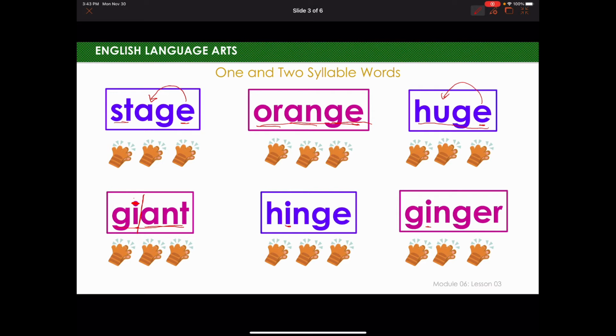Okay, next we have hinge, like a door swings on a hinge. And then last but not least, let's chunk this word and read it. I'm going to break it down into two parts. Okay, we have G followed by an I, so that's going to be a soft G sound. And then we have G followed by an E, so that's also going to be a soft G sound. So here we go. Ginger. Excellent reading.